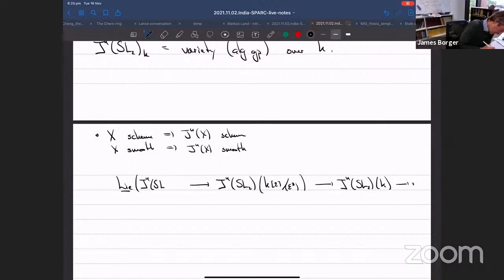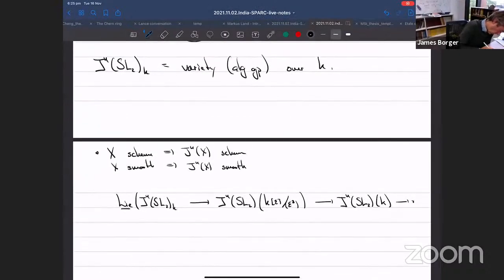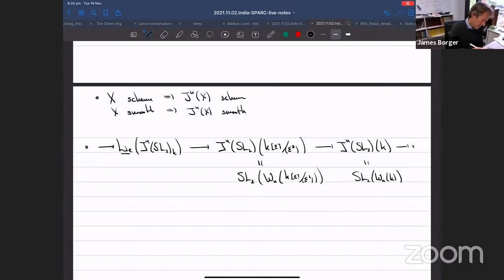Maybe this, I guess, would be as a scheme. So this now is SL_2 of the length n+1 Witt vectors of K[epsilon]/(epsilon squared). And this, of course, is just SL_2 of the length n+1 Witt vectors of K. And then the kernel is what we want.